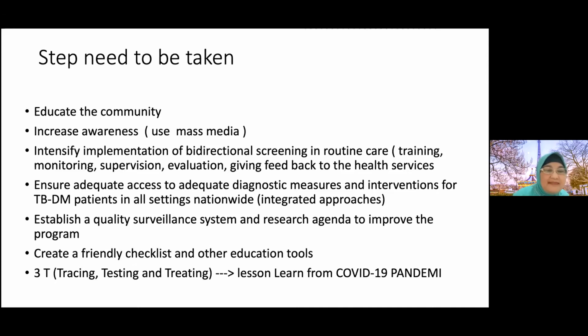I think we also need to create a friendly checklist and other education tools. And the last one is doing 3T very massively. 3T are tracing, testing, and treating. This is a lesson learned from the COVID-19 pandemic.